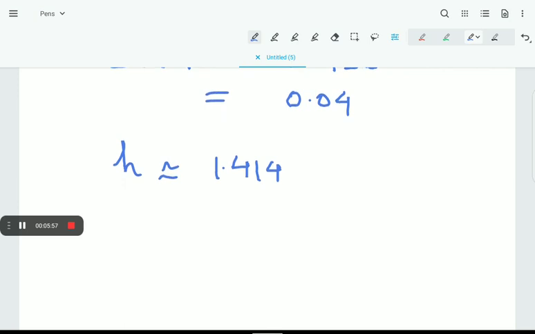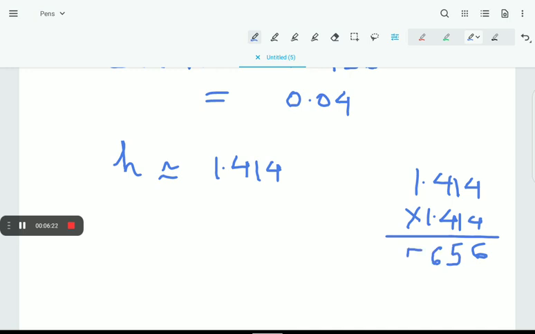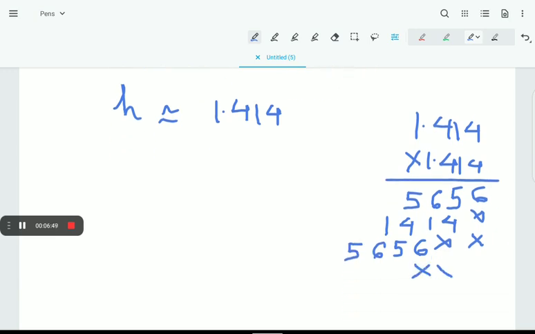Let's see what happens then. If we write h equal to 1.414, then h square will turn out to be 1.414 into 1.414. 4 into 4 is 16, 4 into 1 is 4, 4 plus 1 is 5, and so on, multiplying each digit of 1.414 by each digit in turn and carrying over.